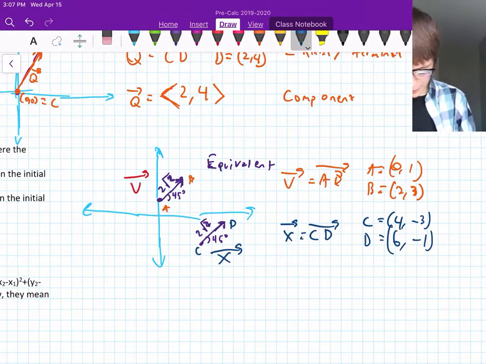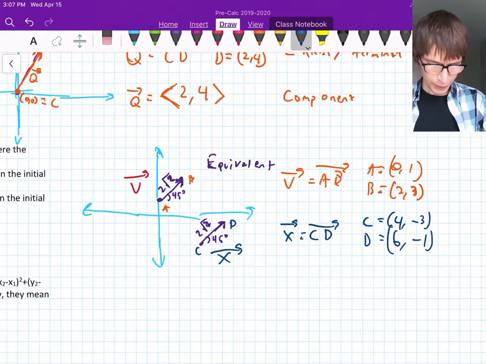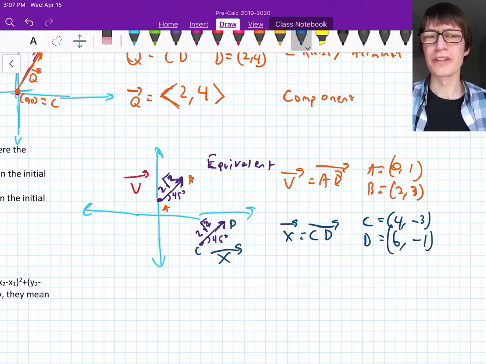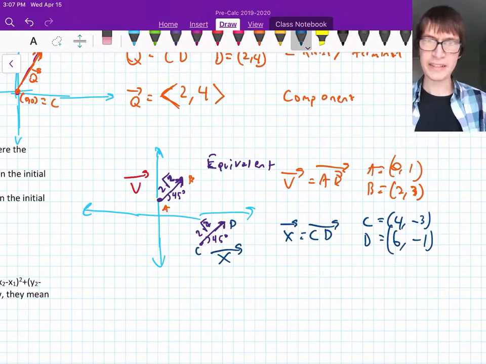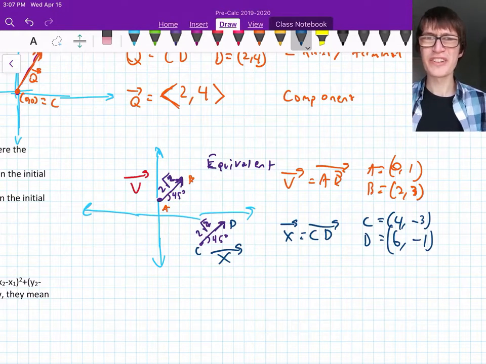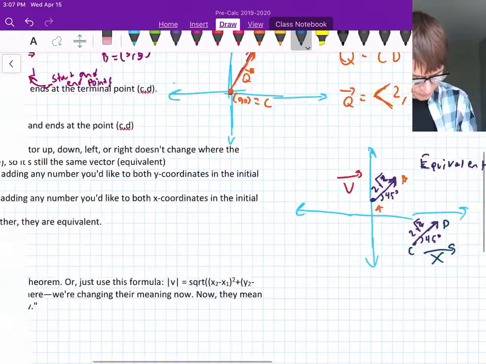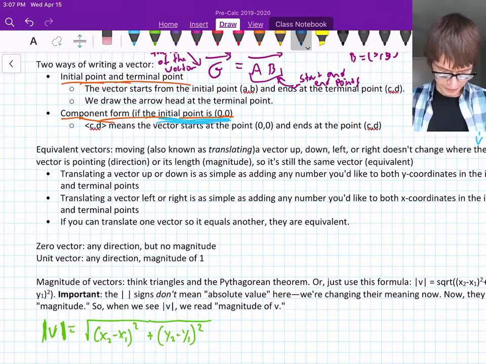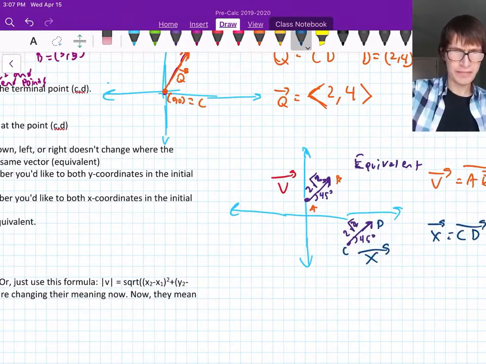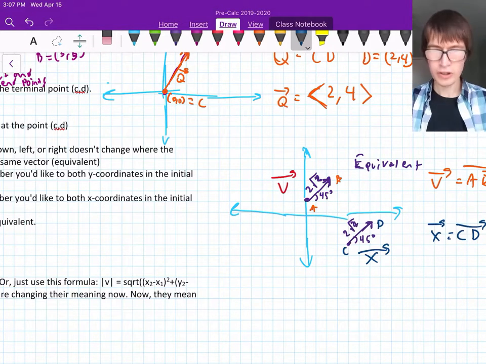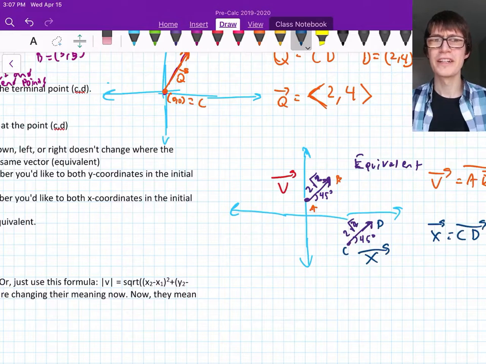So the question is, if we weren't given the graph and couldn't see that they were equivalent, or it was kind of foggy, we want to figure out if they're equivalent. One of the ways we can do this is by adding and subtracting numbers from the x and y coordinates to figure out if they're the same. Think about it this way. If you can take the arrow and translate it up or down or left and right on the graph to get to the other vector, then it's the same.